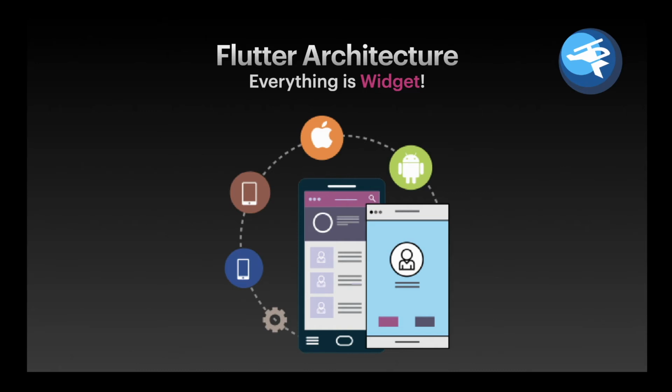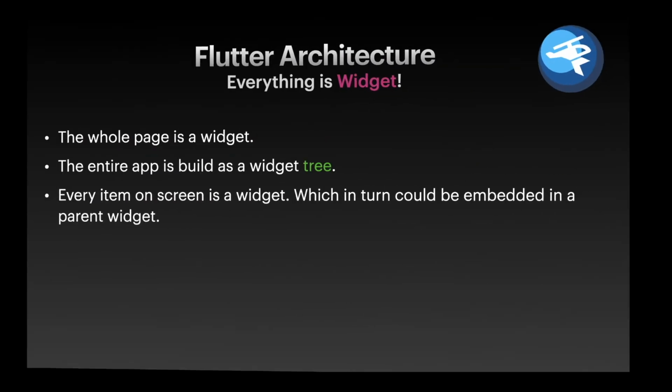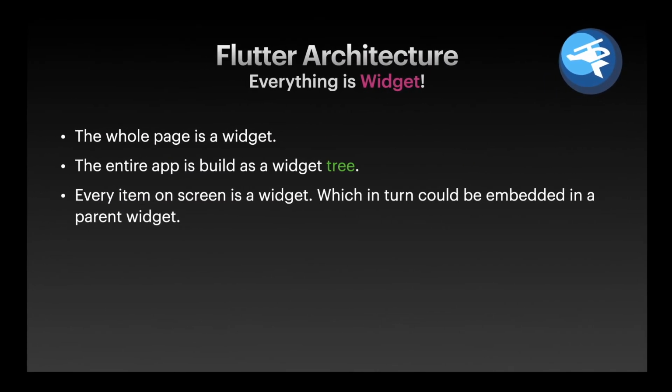Now, this is something that you should remember at all times when you will be building Flutter apps. Everything that you see on the screen are widgets. Even the whole page is a widget. The entire app is built as a widget tree, which means you start your app with one widget and then it gradually expands. For example, the material app will be our root widget, and then on top of it you could have scaffold. After that you could have many different pages, for example, cart page, product page, admin page, etc.